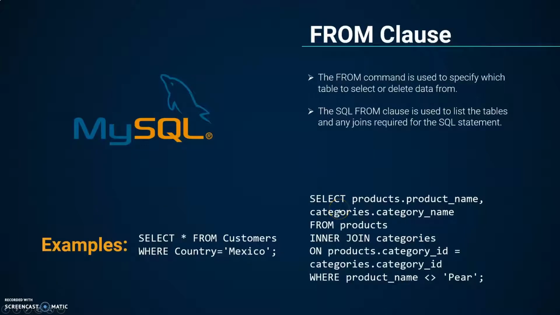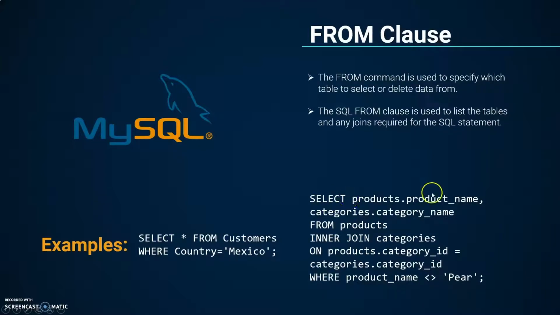And then the second one is the FROM clause. The FROM command is used to specify which table to select or delete data from. The SQL FROM clause is used to list the tables and any joins required for the SQL statement. We have the same example here from the previous slide, where we're selecting all from the customers table where country equals Mexico. And here we're trying to join a couple of tables.